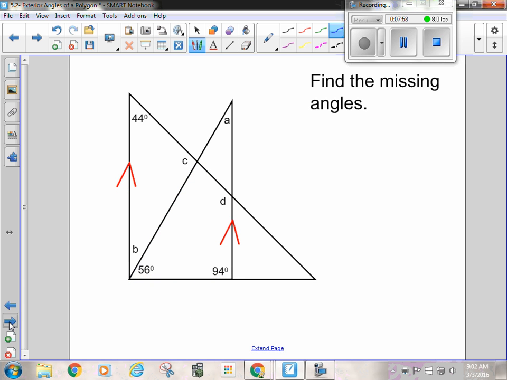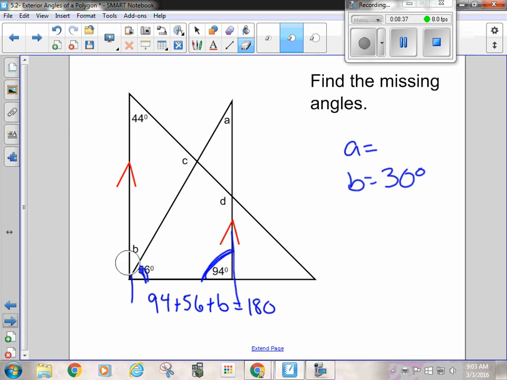Okay, let's start off. I'm going to start with finding angle B because I have parallel lines, and I know that between parallel lines, consecutive interior angles, so that would be this whole angle and this whole angle, are supplementary. So that means that 94 plus 56 plus B is equal to 180. I'm going to take 180 minus 94 and minus 56, and I'm going to find that B is equal to 30 degrees. That's using my knowledge about parallel lines.